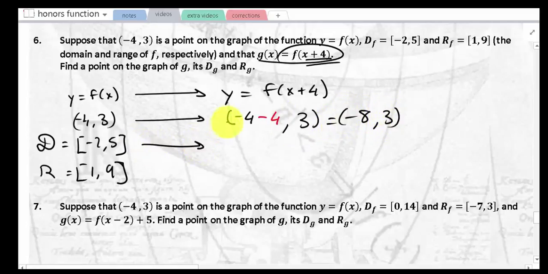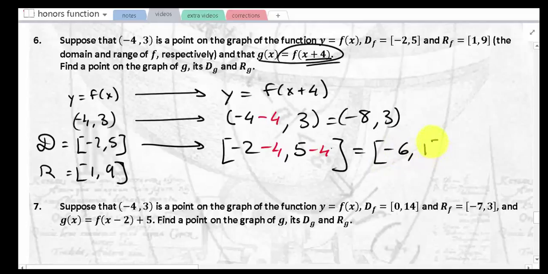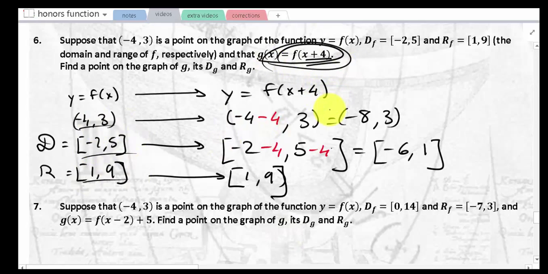The domain, well, this is the x, right? So the domain will change completely. It's going to be negative 2 minus 4, and then it's going to be 5 minus 4 for the domain right here. And so this is negative 6, 1 for the domain. And the range, well, that does not get affected by this transformation. Oops, bracket right here, okay? So this is what happens to a point, a domain, and a range when you consider this transformation. Please do number 7.